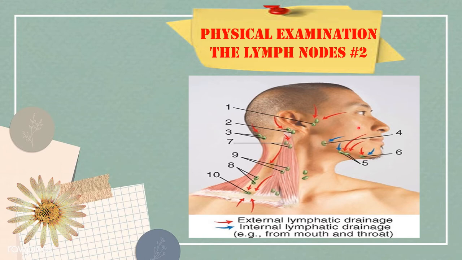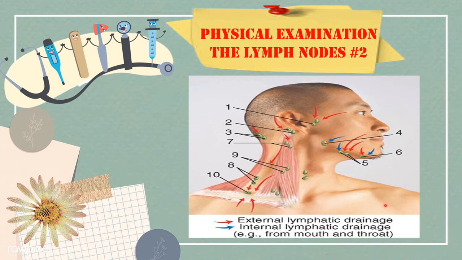Okay, so this image show the sequence in doing the palpation of the lymph nodes. Okay, you have to remember that the lymph nodes are not palpable, no? So it is important for us to really palpate it for us to determine if there is enlargement or tenderness of the lymph nodes. Okay, the blue color is the internal lymphatic drainage from the mouth and the throat, while the red color are the external lymphatic drainage. Okay, so you have to start from here, no? It's your number one, the preauricular, just in front of the ear, and then the posterior auricular, and then the occipital, then the tonsillar. Remember, no, that if you palpate a tonsillar node that pulsates, that is actually the carotid artery.